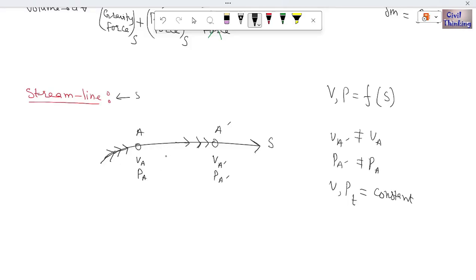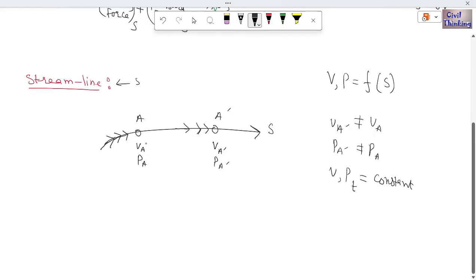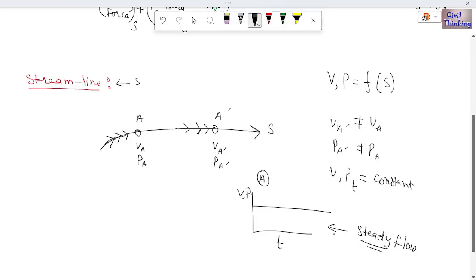Now, when fluid properties are the same at all times, because at position A, for example, the velocity and pressure are always constant, if we draw a velocity curve for point A, it is always the same, and if we draw a pressure curve, it is again the same. So this is called steady flow.